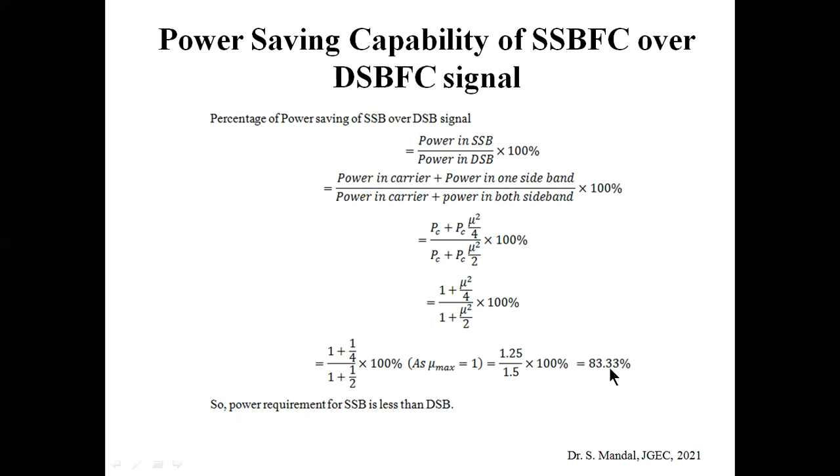So it is very easy to observe that the power requirement for SSB is less than the DSB if we are considering the DSB FC or SSB FC signal. Okay, so what will be the excess power requirement for the DSB? That means 100 minus 83, that means almost 17% larger for DSB.